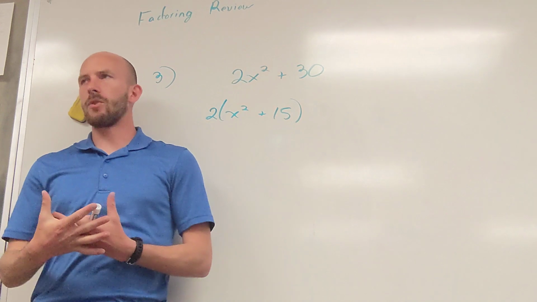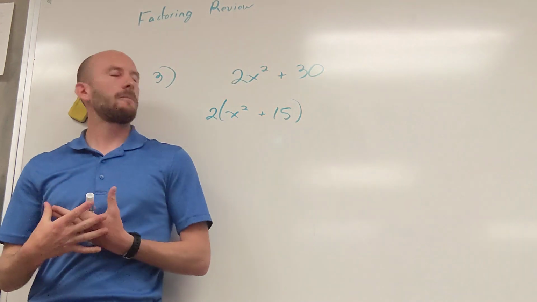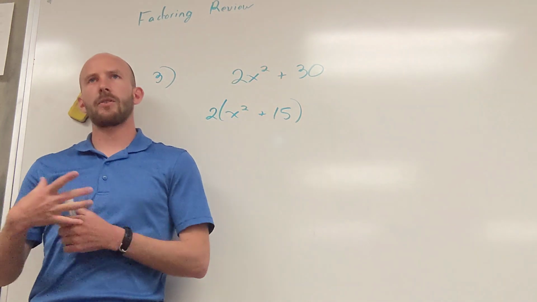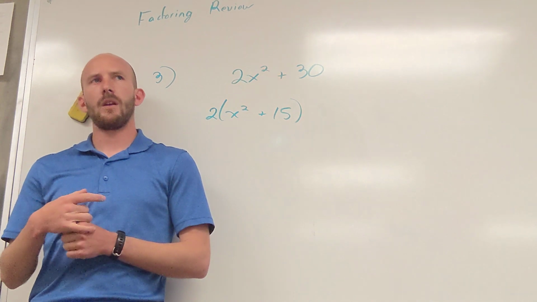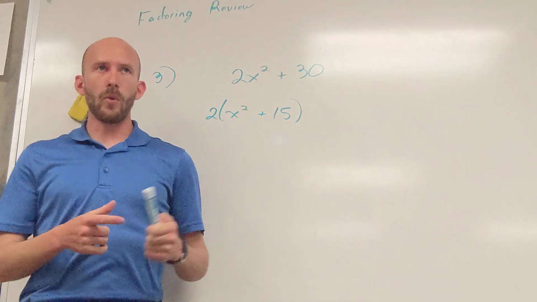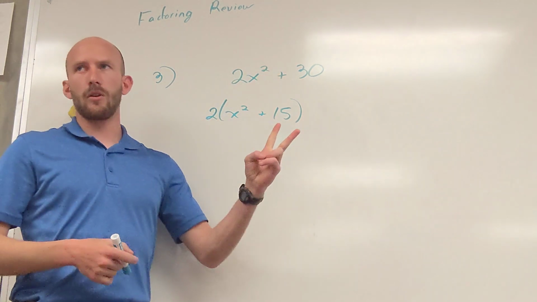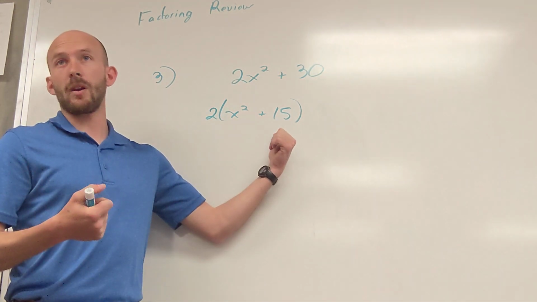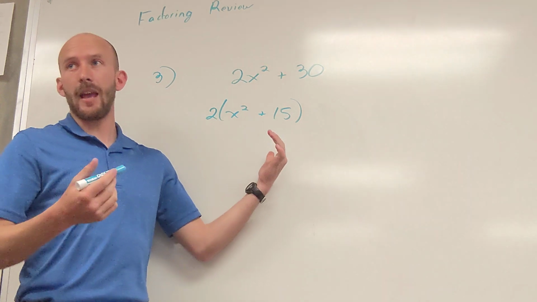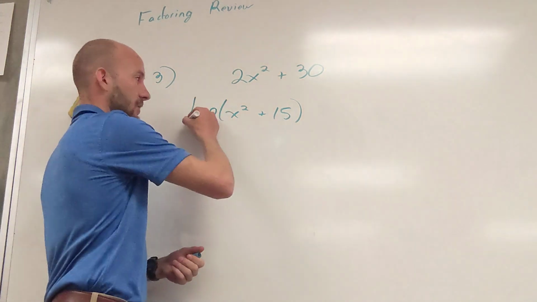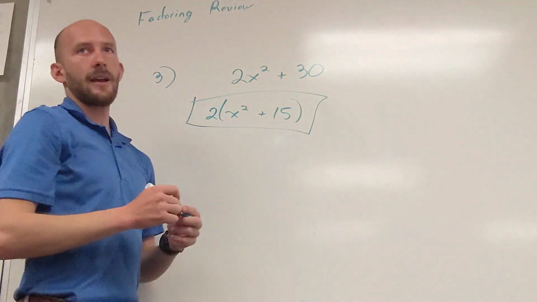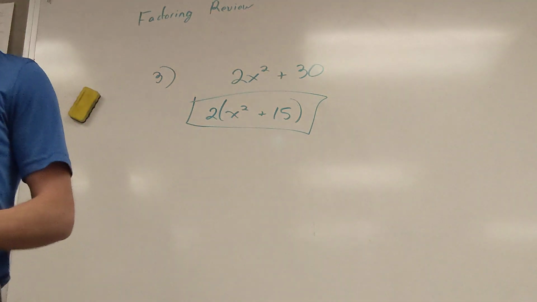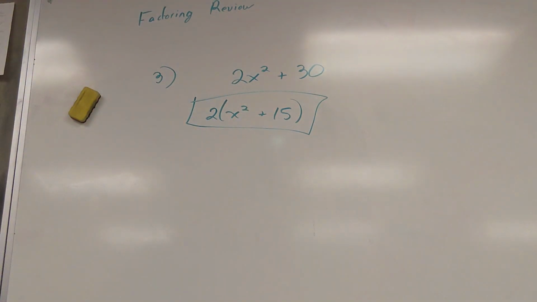All right, so then I need to look at what's left. X squared plus 15. Can I factor it farther? No. The only way to factor something with two terms is if it's a difference of squares. This isn't a difference of squares. I can't do anything else, so I just leave it like that. We should do one where we can.